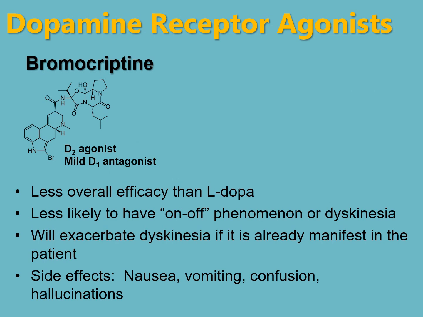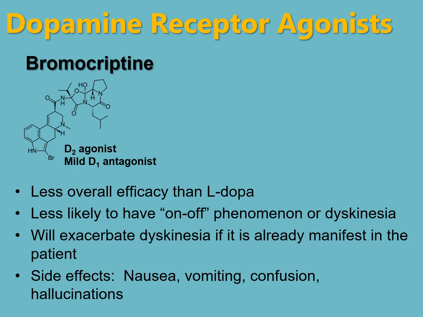On the receptor side of the equation in dopamine signaling, we have a drug known as bromocriptine. That'll be our poster child. There used to be another drug called pergolide, which was a D1, D2 agonist, but it's been withdrawn because it has side effects in the cardiac realm. So we're just going to talk about bromocriptine here. It's a D2 agonist, and it's a mild D1 antagonist. So it's sort of D2 specific. It has less overall efficacy than L-DOPA.